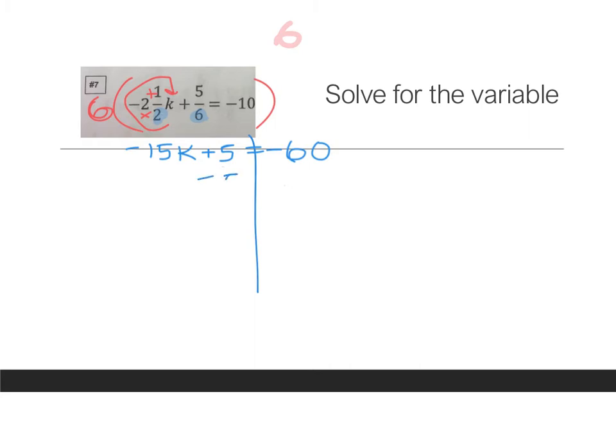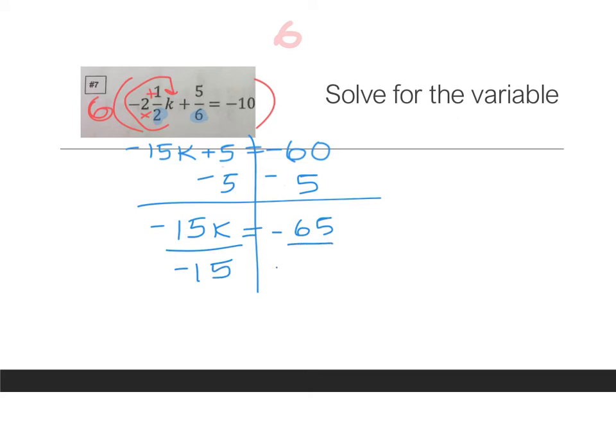I'm going to subtract 5 on both sides first. So I'm left with -15k equals, and then this is going to give me -65 on my right-hand side. I'm going to divide by -15 on both sides, which will leave me with k equals, and this is going to be a mixed number again.